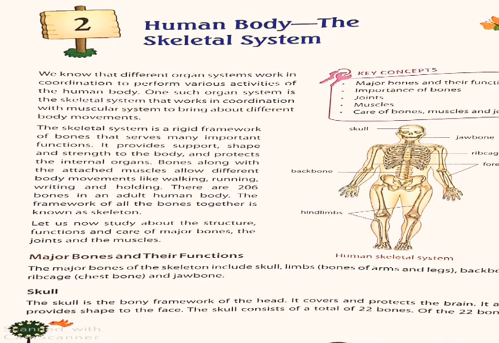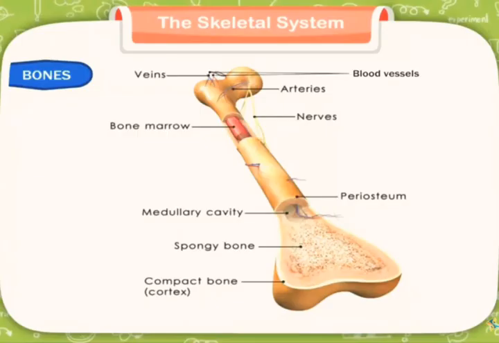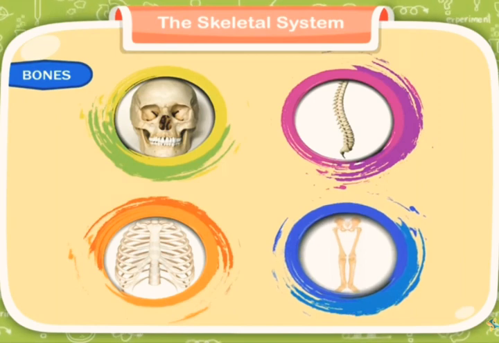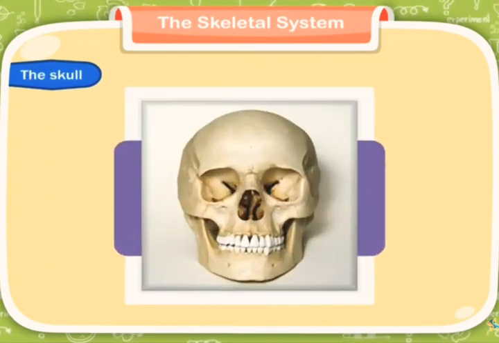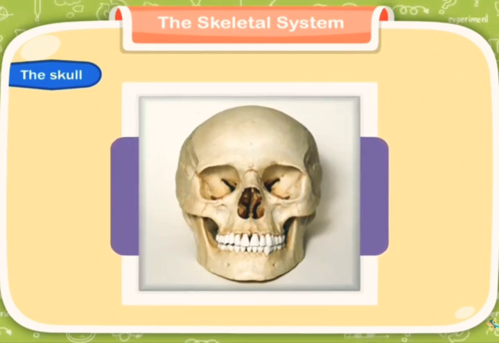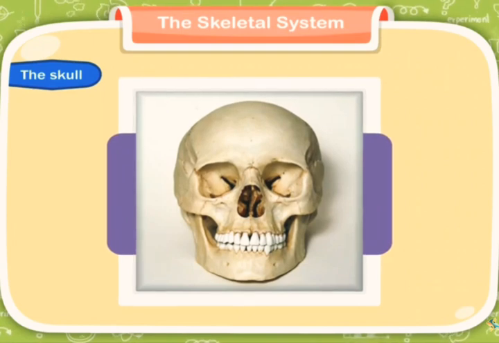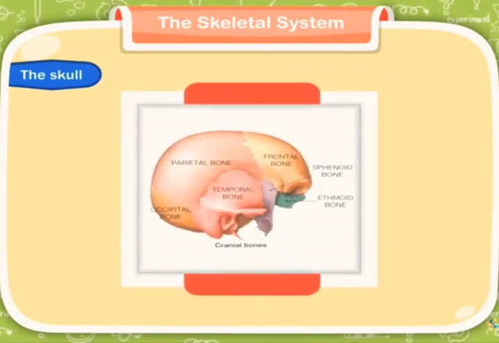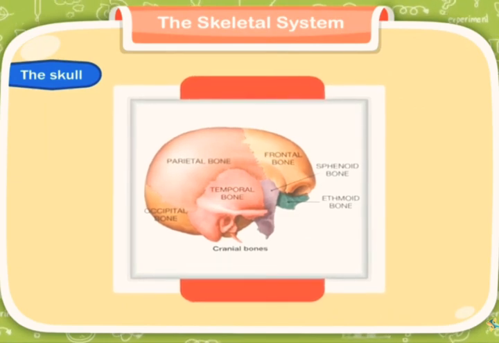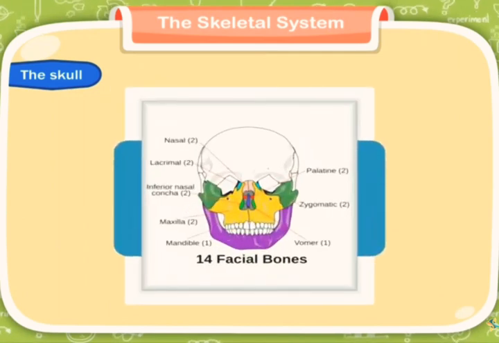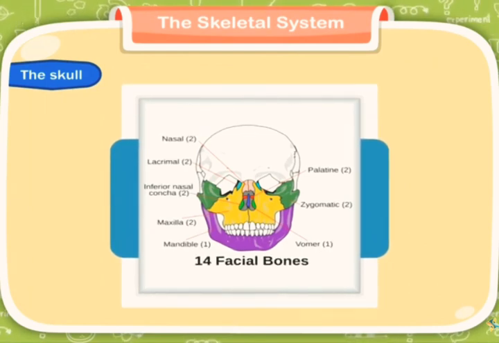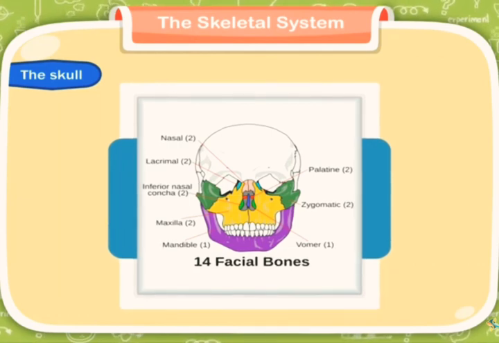Now, we need to know the other parts related to the skeletal system. Our skeleton is made up of the skull, the backbone, the rib cage, the two pairs of limbs, and their girdles to which they are attached. The skull. The skull is the bony framework of the head. It protects our sensitive brain. There are spaces in it for our eyes, ears, nose, and mouth. There are 8 bones in our skull that are interlocked with each other and make the protective frame around the brain. There are 14 facial bones which make the upper and lower jaws and other facial structures. The lower jaw bone is the only movable bone in the face.